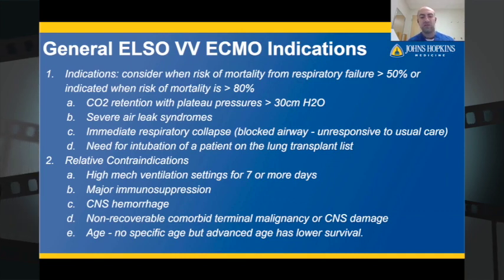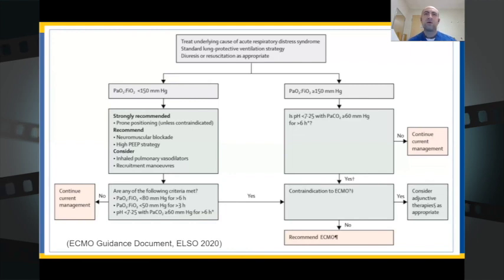Although no specific age cutoff exists, advanced age has significantly lower survival. So initially, I also put out a guidance document, which included this flow diagram that I've included here. The document used the indication and contraindications that are used normally. The basic premise of the document was to say that ECMO should be considered for COVID-19 patients and traditional ECMO indications, with the exception of ECPR for COVID-19 patients.